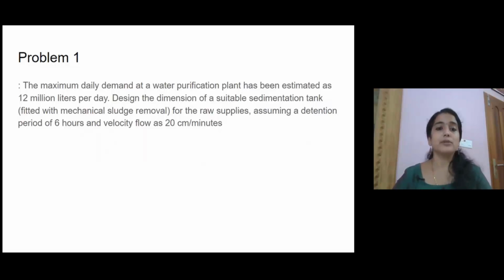Next, we are going to see 3 design problems. I am explaining the question here. I will explain the solution in the next session. And the first question is, the maximum daily demand at a water purification plant has been estimated as 12 million liters per day. Design the dimension of a suitable sedimentation tank fitted with a mechanical sludge removal for the raw supplies, assuming a detention period of 6 hours and velocity of flow as 20 centimeter per minute.